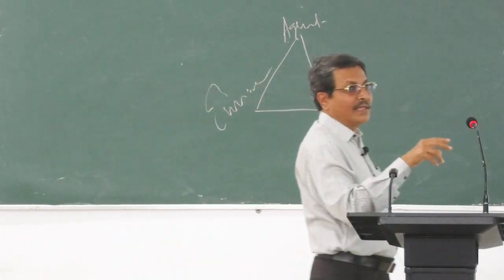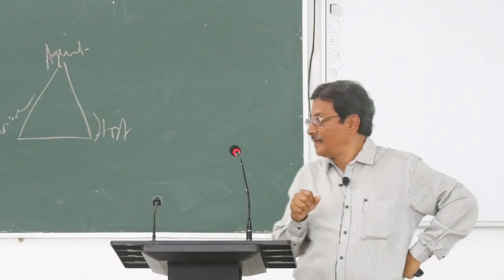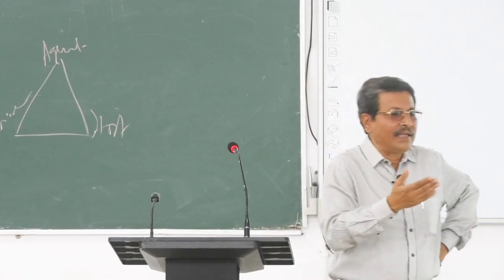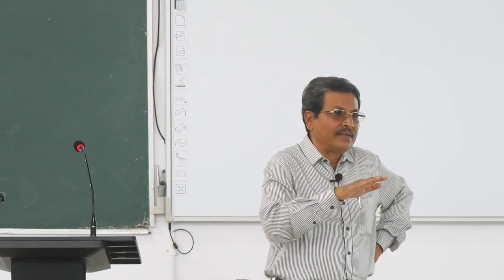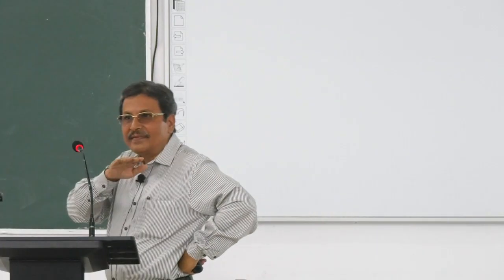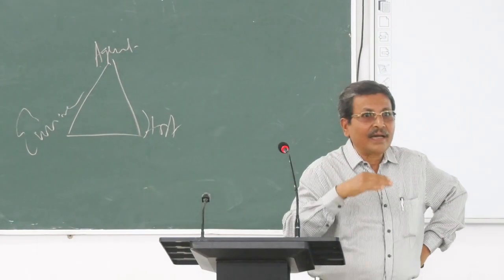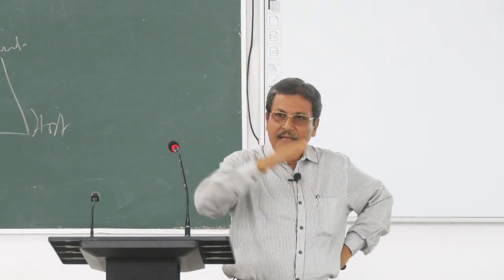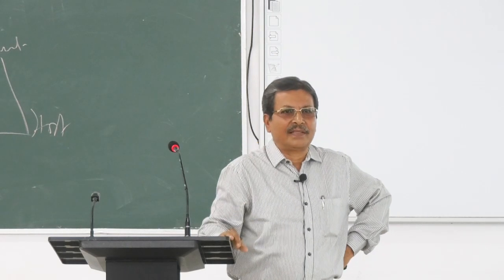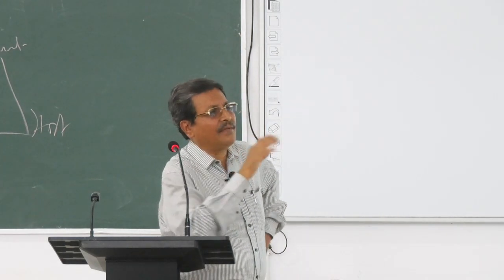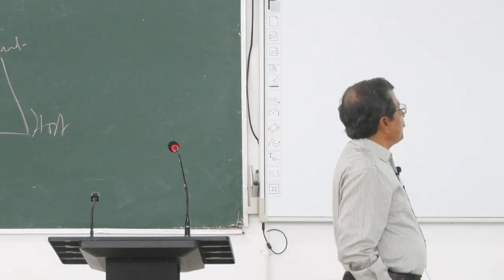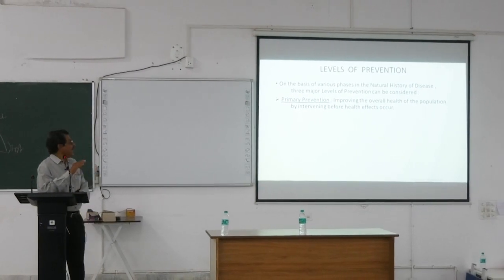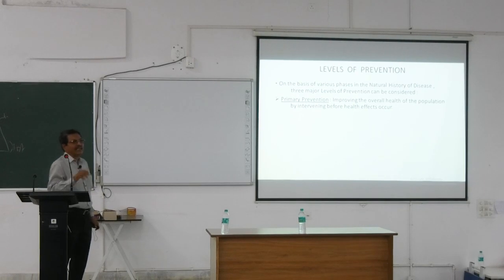And we will restore health. Restore health means I probably suffered from some disease, I probably suffered from my ear. Now I will restore it. And ultimately we get rid of our sufferings and diseases. So on the basis of this, considering the natural history of the disease, starting from risk factors up to the complications and so on, there are mainly 3 levels of prevention. Primary prevention. Primary prevention is improving the overall health of the population by intervening before the disease takes over.